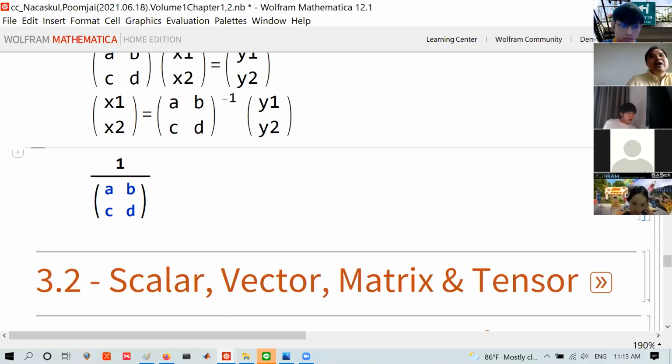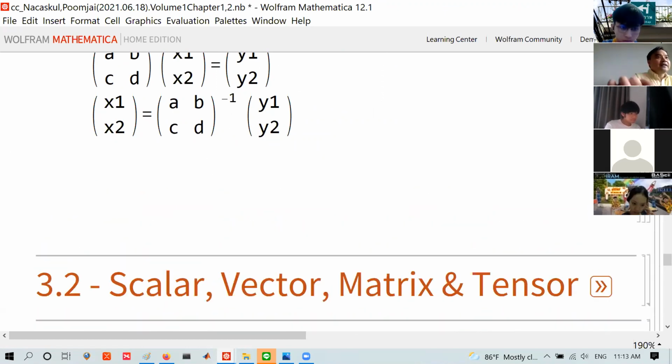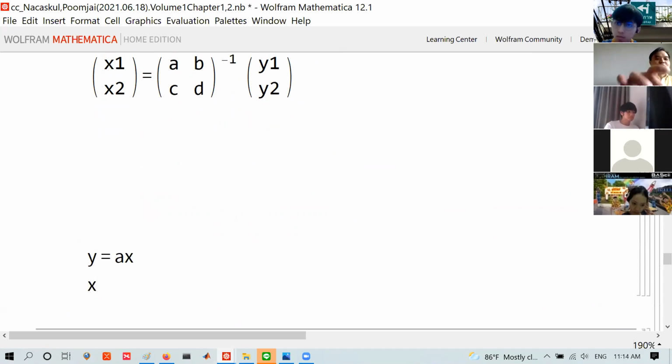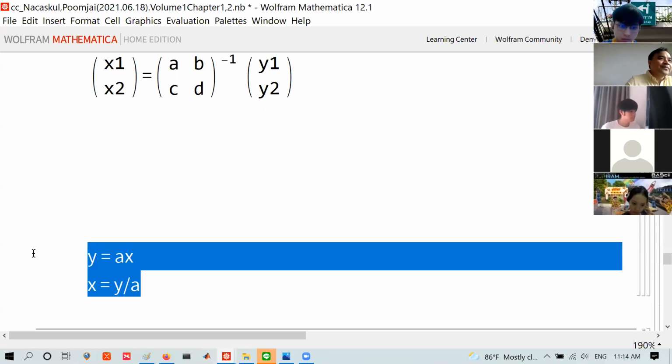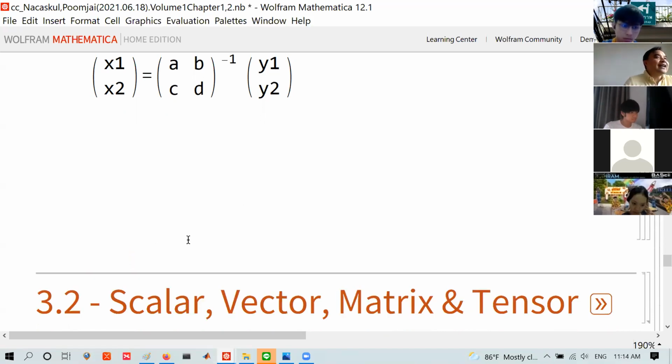Okay. So you have grade school or high school algebra where you can say something like y is equal to ax. So x is equal to y divided by a. There's no mystery. With simple algebra, you can multiply number by number, add two numbers, and you can also divide.